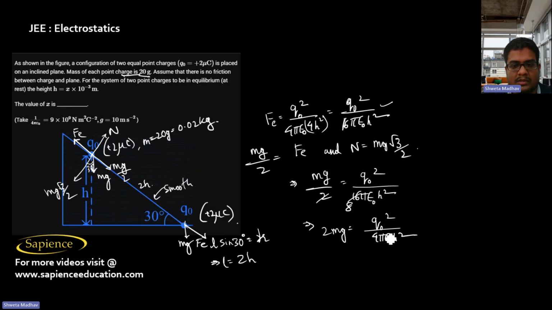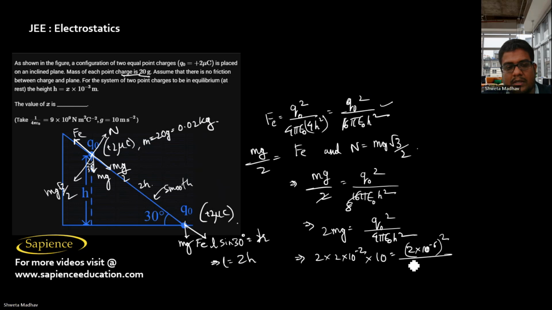And 1 by 4 pi epsilon naught is 9 into 10 power 9. So I can say 2 mg, mass is 20 gram, so 2 into 10 power minus 2 kg, into g is 10, that is equal to Q naught squared. Q naught is 2 microcoulomb, so 2 into 10 power minus 6 whole squared, divided by H squared. H is x into 10 power minus 3 whole squared, into 1 by 4 pi epsilon naught, which is 9 into 10 power 9.